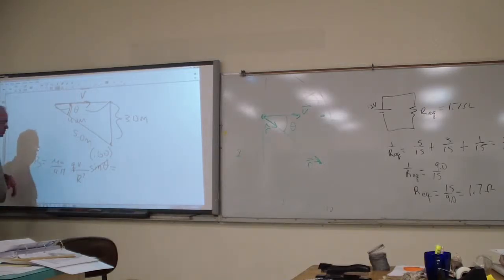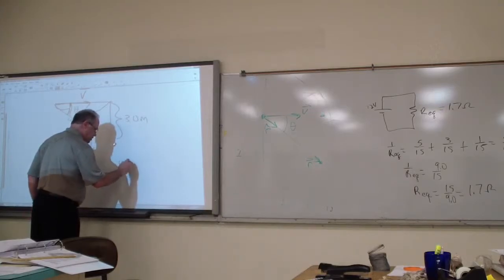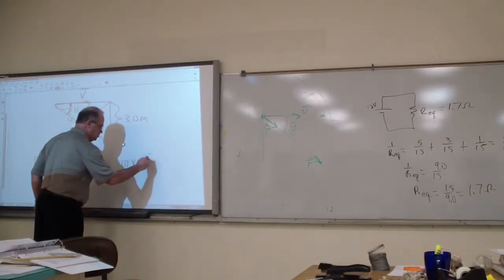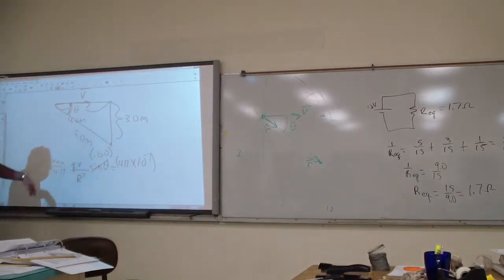Now let's fill in all the other stuff on this. Mu sub O over 4 pi. So it's 60 degrees? No, the sine is 0.60. I don't know what the degrees are. I don't care. I just need the sine. You with me? Okay.